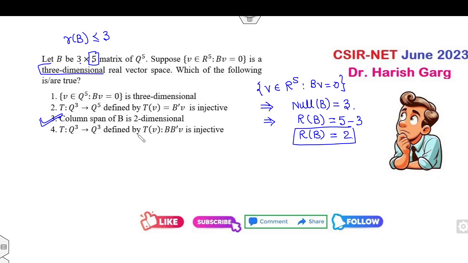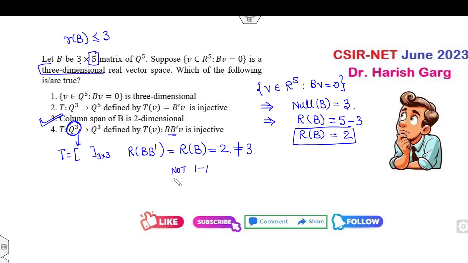Fine. Look at this case. It is a 1, 1. We can find the rank. We all know the rank of the B into B transpose is same as the rank of the B. Fine. And the rank of the B we have obtained as the 2. Fine. Which is not equal to the number of the column vectors. What is the size of this matrix? 3 cross 3. So which is not equal to the number of the domains. That means it is not 1, 1. So it is injective, not possible.